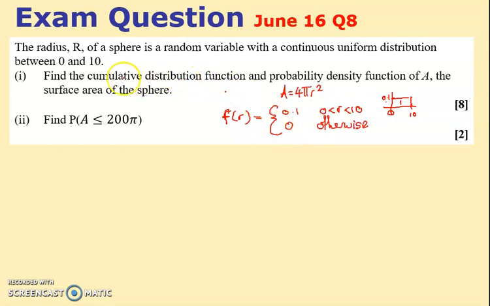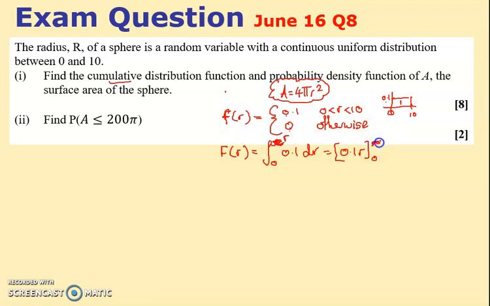What do I want? I want a cumulative distribution function and a PDF of A. And we've got this formula for A of 4 pi r squared. So bear that in mind. First job, find capital F of r. And you remember that we integrate from 0, because it's the lowest number, of my 0.1 dr. And obviously that gives me 0.1 r, between 0 and r. If I put 0 in, I get 0 out. I've said infinity, it's actually meant to be an r.